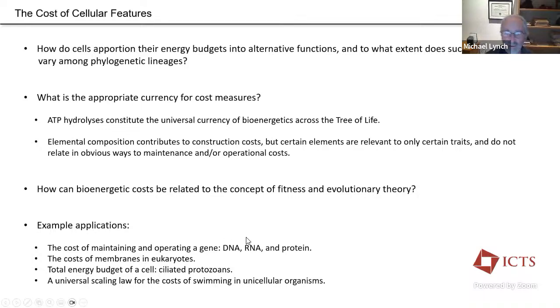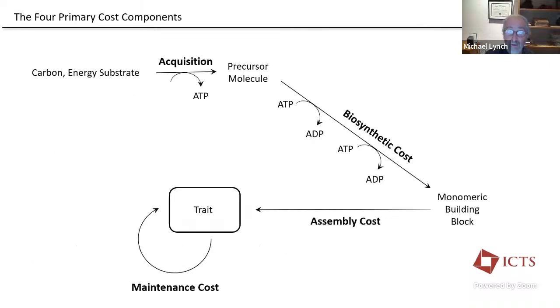The cost of maintaining and operating a gene, how that varies across the tree of life, the cost of membranes. I've already given you a taste of that with respect to mitochondria. We've got a lot of data now on ciliated protozoans, the ciliates, things like Paramecium, Tetrahymena and Stentor, enough so that we can start to think roughly about how the energy budgets are partitioned out. And then I'll show you an interesting universal scaling law in the cost of swimming that seems to apply across the entire tree of life.